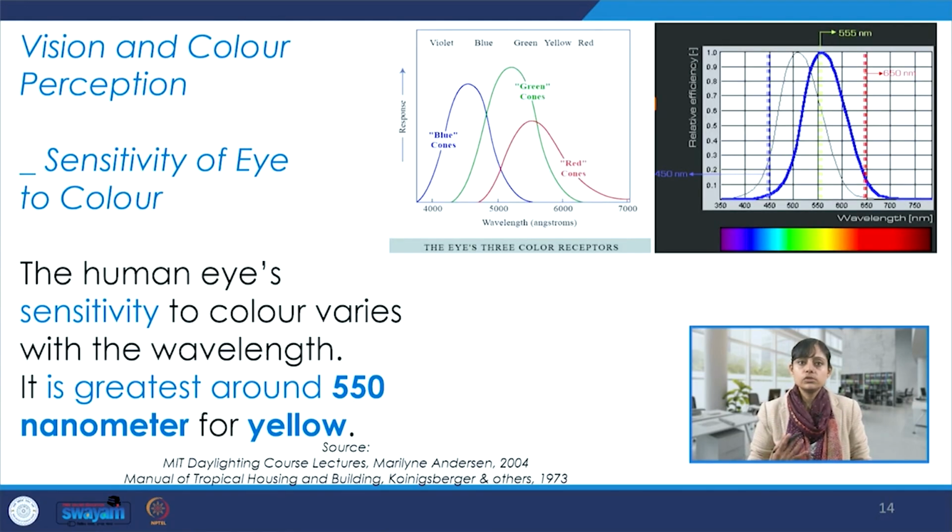So there is also vision and color perception. There is a sensitivity of eye to color. We were talking about this kind of a range for the visible light. And if we talk about the sensitivity of eye to color, the human eye's sensitivity is greatest around 550 nanometers, which is for the color yellow.